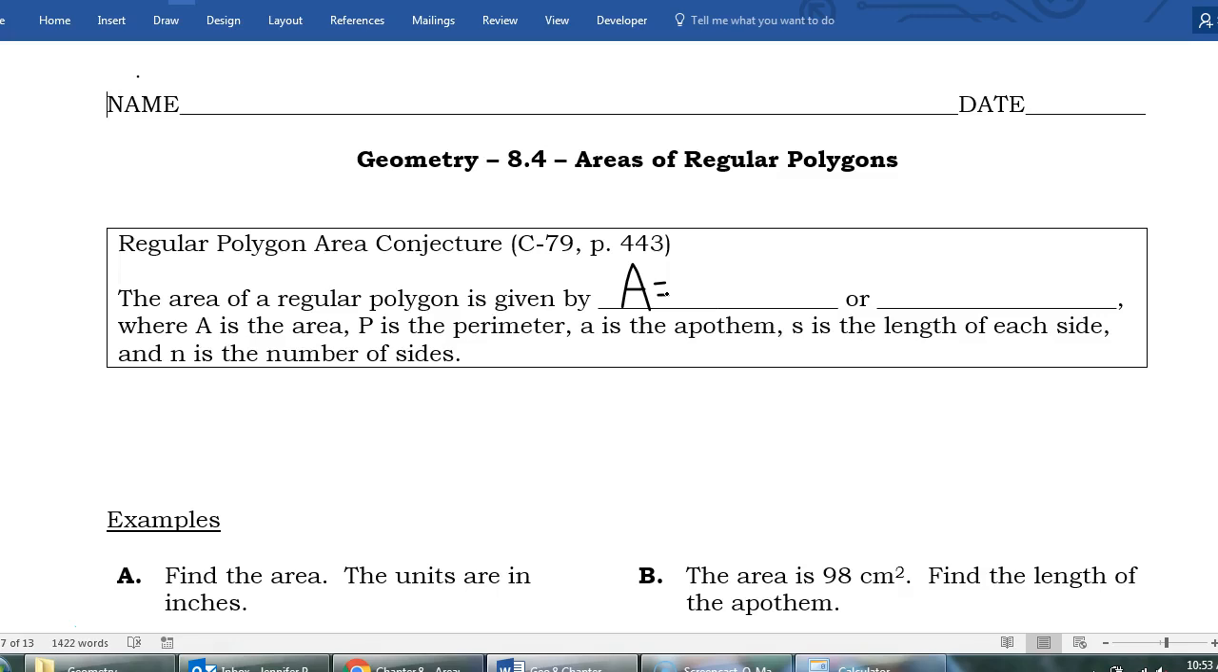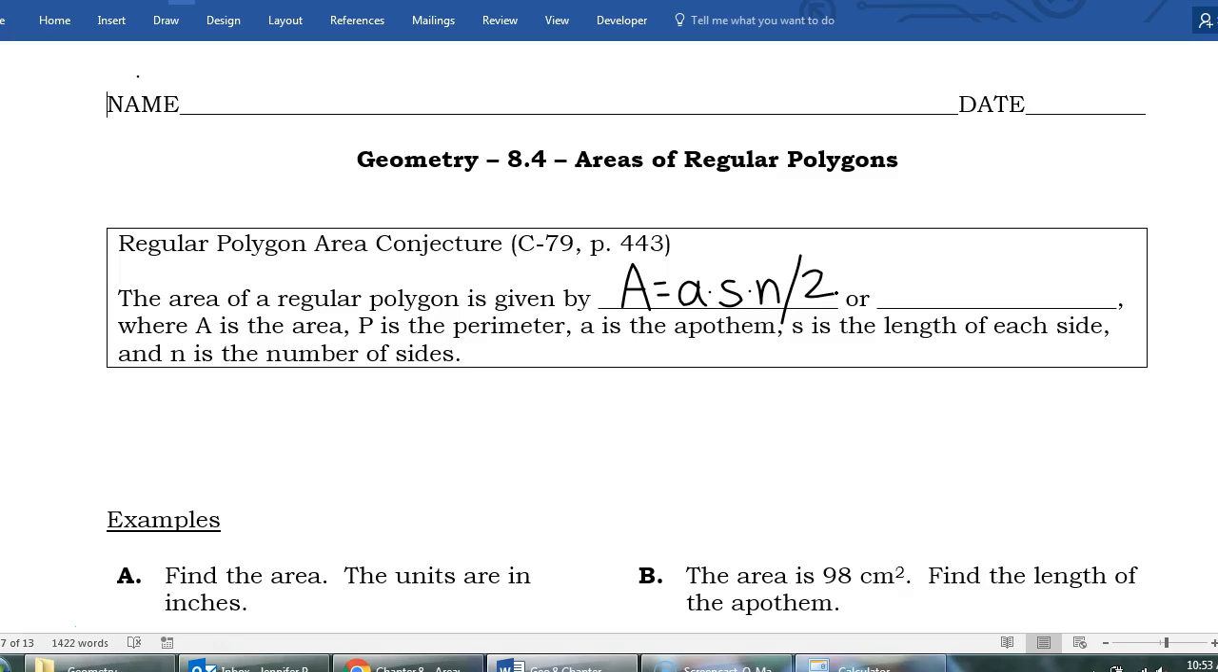We're going to take lowercase a, which in this case stands for apothem, times lowercase s, which stands for the length of each side of the shape, times n, which stands for the number of sides on the shape, divided by 2. So pay attention: capital A is area, lowercase a is apothem.